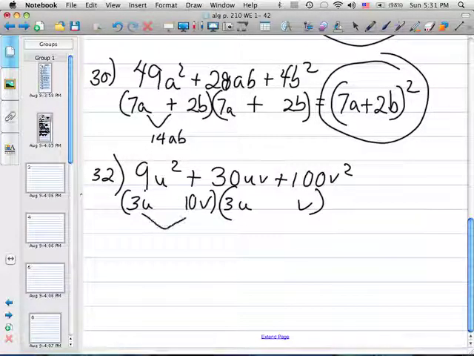And if I take 3 times 10, I get 30, but this 30 here is not double that, it's not 60, so it doesn't work. So it's not a perfect square.